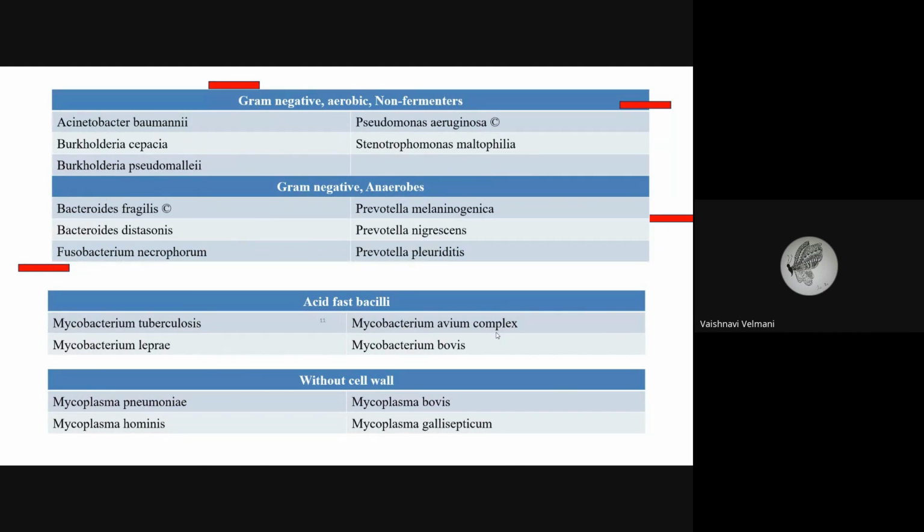Then the acid-fast bacilli. The organisms which cannot be visualized in the gram staining will be visualized in the acid-fast staining. In that, acid-fast bacilli are classified. Mycobacterium species all come under the acid-fast bacilli. This causes tuberculosis. And the bacteria without a cell wall include Mycoplasma species. Next.